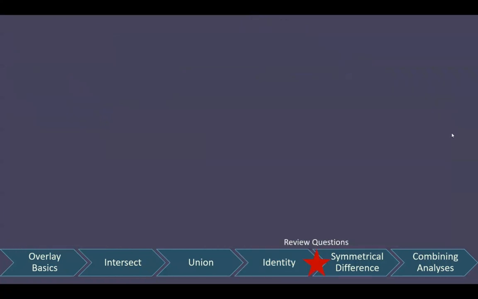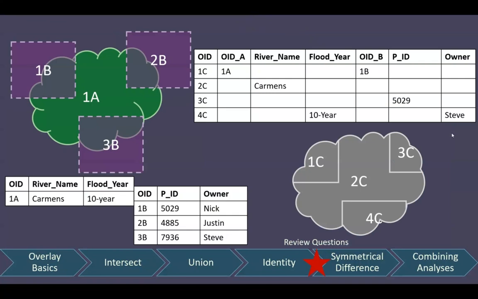Okay, so let's go ahead and look at another review question. So just like before, in this question, we have two data sets. We have a set of properties, that's the B data set in purple, and we have a floodplain in A here. And the idea here is that we want to know what parts of their property are inside of the floodplain and also keep the rest of the floodplain. So like always, let's try to fill in the attribute table. Pause the video, take a second, think through the answers.